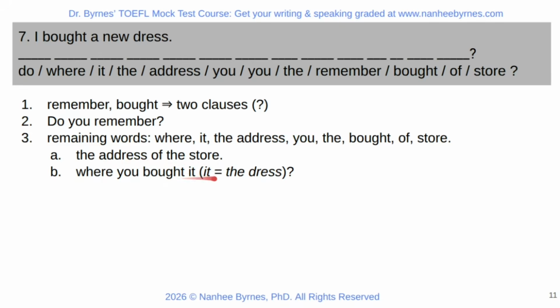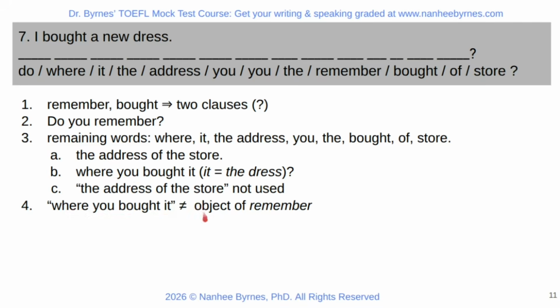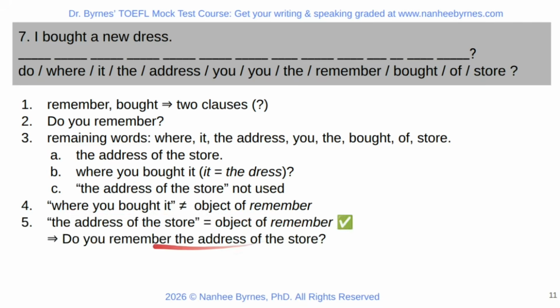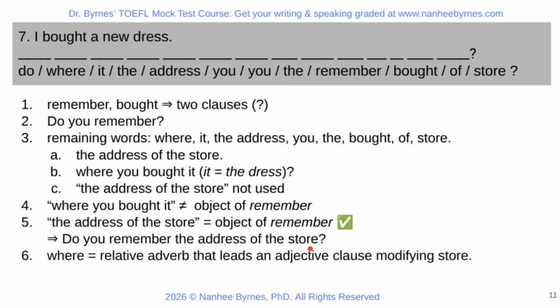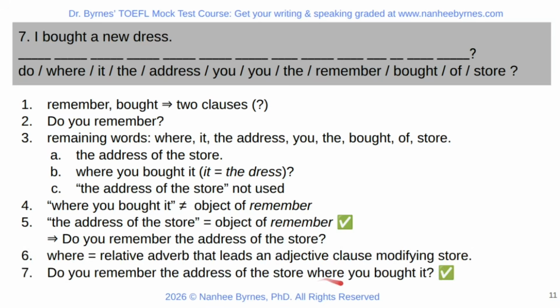At first, we might think there is a noun clause led by where, like where you bought it being the dress. But we still have the address of the store remaining, so where cannot lead the noun clause. Instead, we can use the address of the store as the object of remember, giving us, do you remember the address of the store? In this structure, the where clause becomes a relative adverb clause modifying store. So the final sentence is, do you remember the address of the store where you bought it?